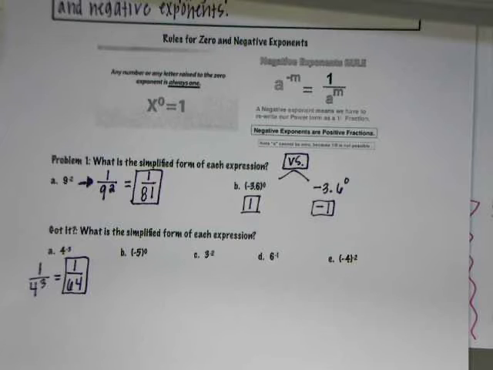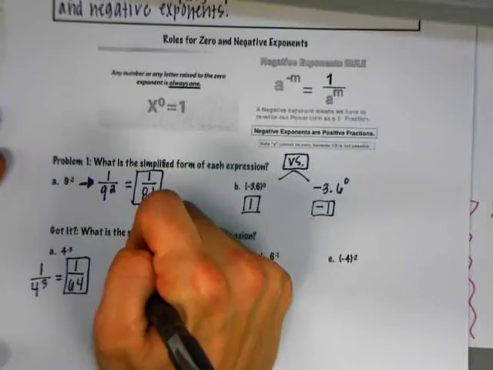Okay, and then on B, we have negative 5 in parentheses, so the whole thing is to the 0 power, so what's the answer to that one going to be? 1, yep.